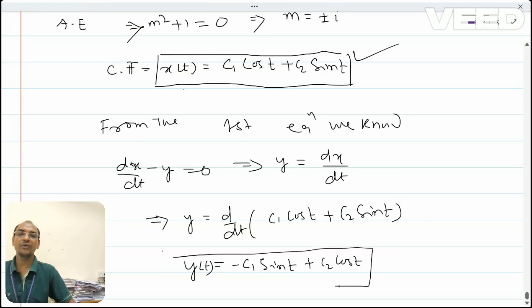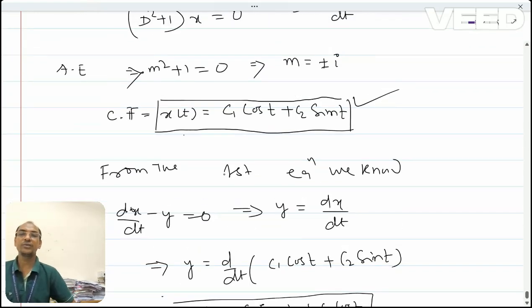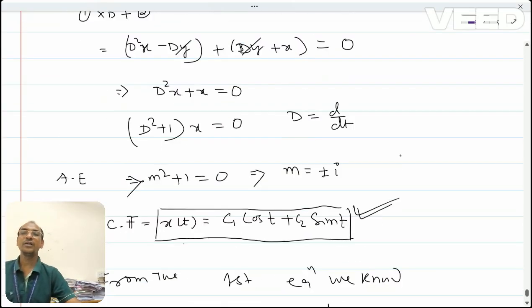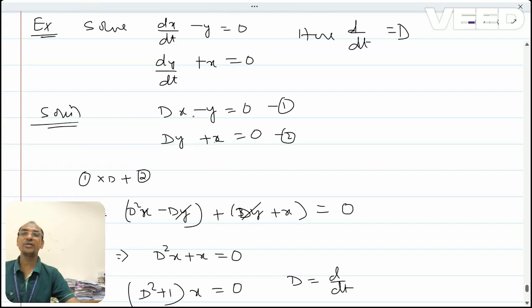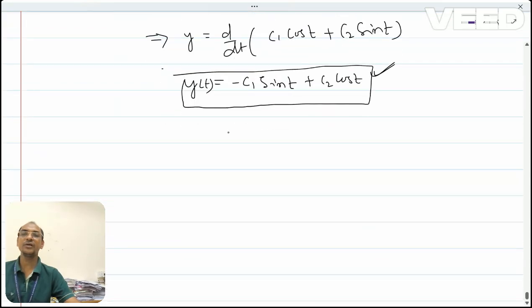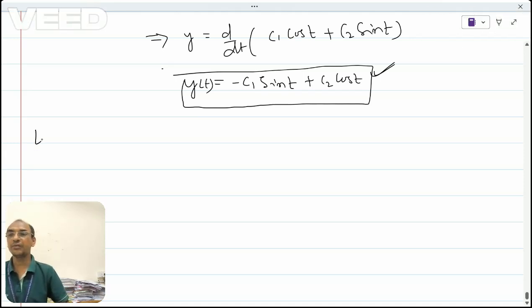Hence the solution of the simultaneous equations is x equal to c1 cos t plus c2 sin t and y equal to minus c1 sin t plus c2 cos t. You put these two values in the equations, and you can check that they will satisfy identically. Hence, these are the solution of the simultaneous differential equations. Let me take another example here.